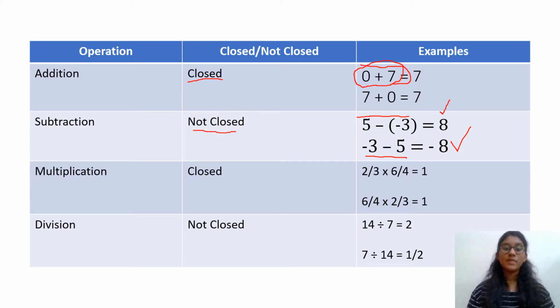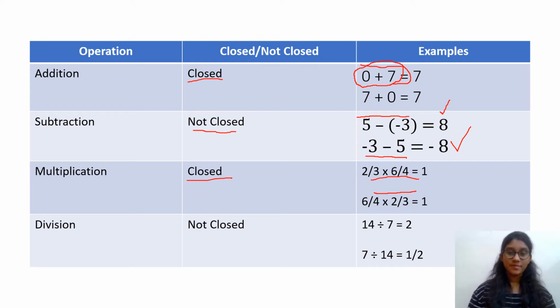Let us move on to multiplication. Here we have 2 by 3 into 6 by 4, which when you simplify, you will get 1. And in the second example, we have 6 by 4 into 2 by 3, which when you simplify, you again get 1. This proves that multiplication is closed under the commutative property.